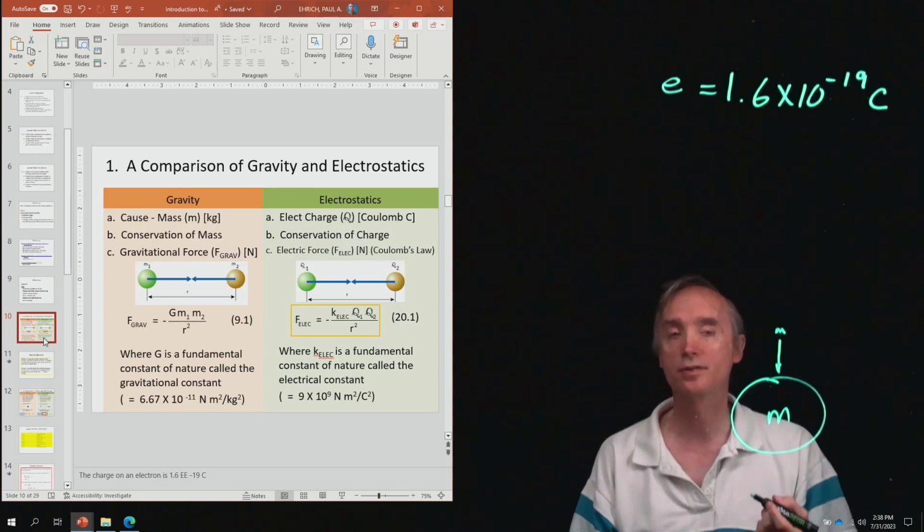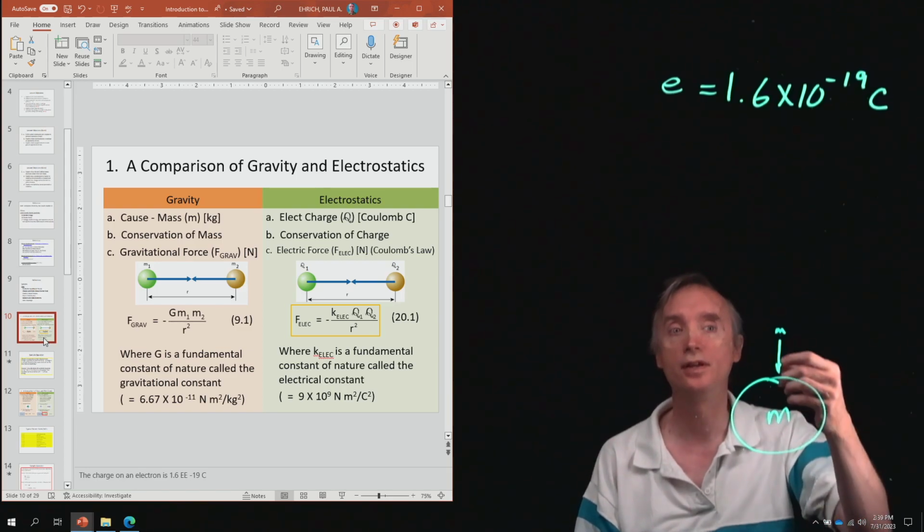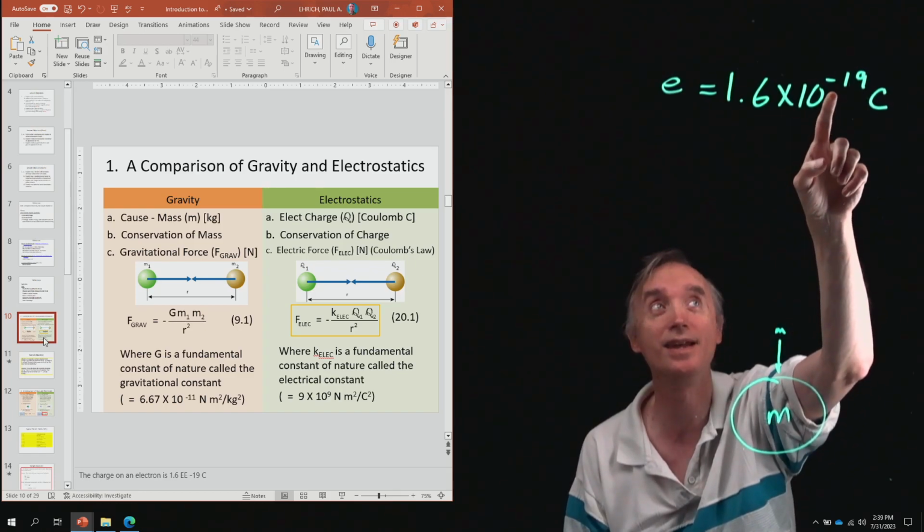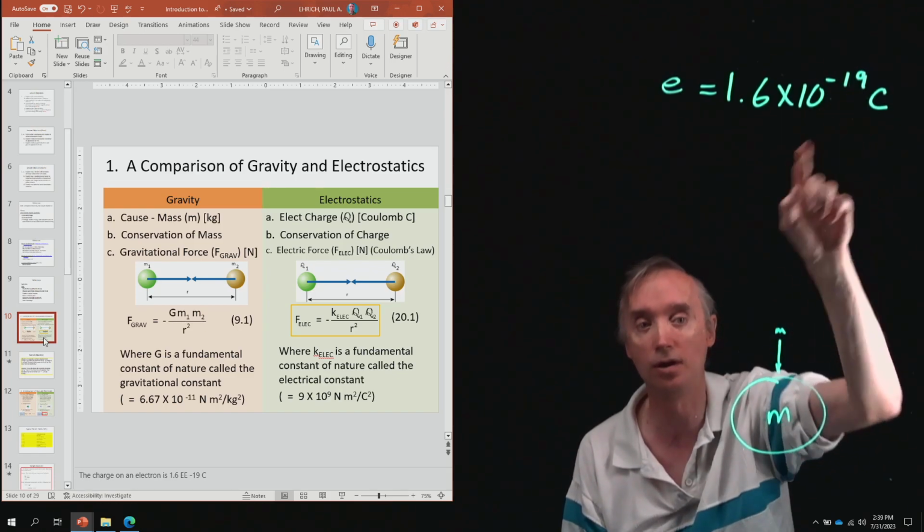So what is it that's going to be causing electrostatics? And that's going to be electrical charges. And we're going to abbreviate electrical charge with the letter Q. And then its official metric unit is going to be called the coulomb, which we're going to abbreviate with a C. Now, a coulomb is a very, very large number. So, for example, the charge on the electron is 1.6 times 10 to the negative 19th coulombs.